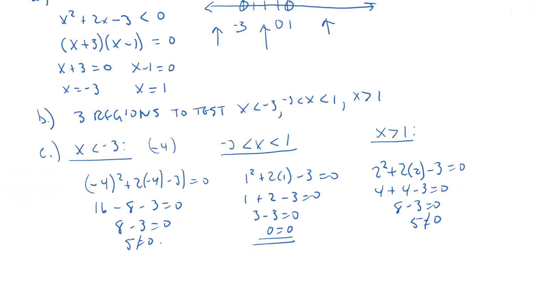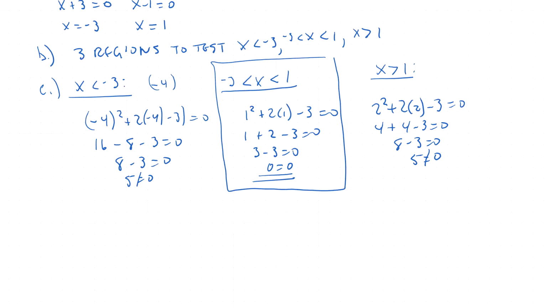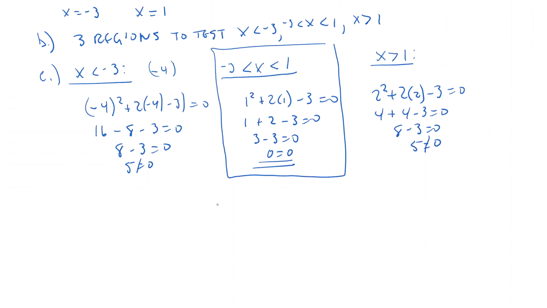So because the only solution that works is between negative 3 and 1, that's our answer to this quadratic inequality. x is less than 1 and greater than negative 3, and that's our solution.